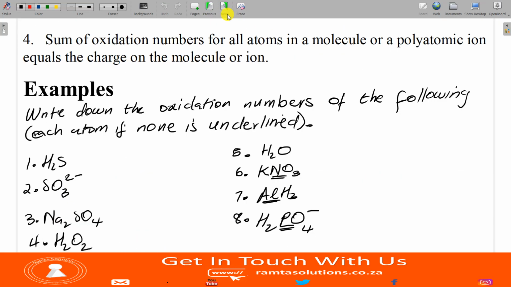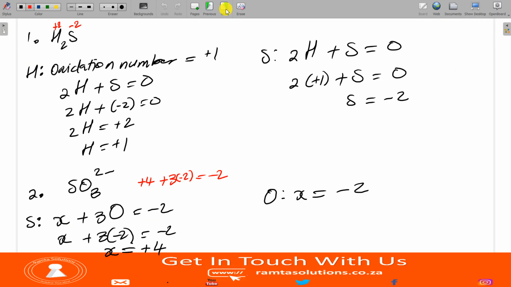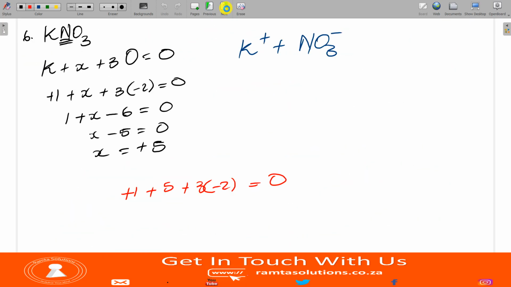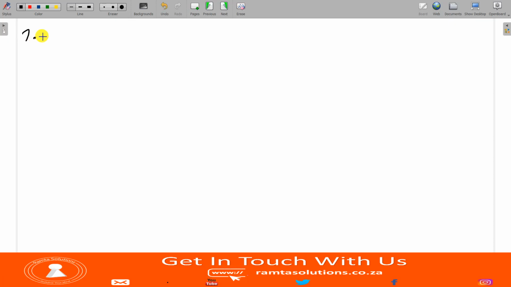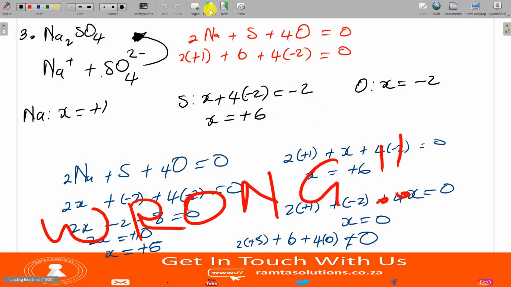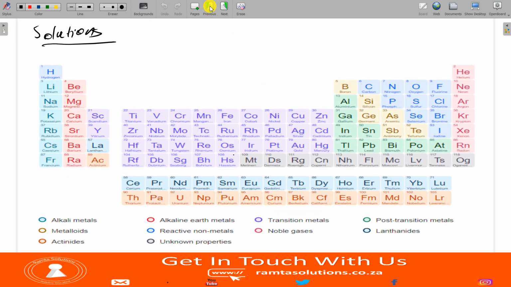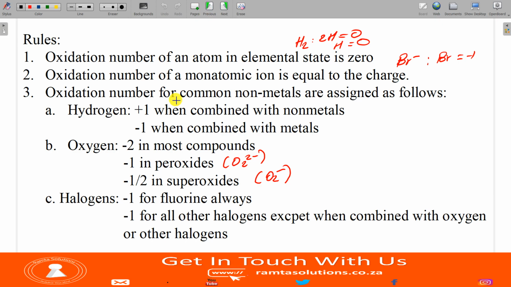Happy? Perfect. Number 7. What was number 7? So number 7 is AlH3, and we are looking for the oxidation number of aluminium. So aluminium plus 3H equals 0, isn't it? Now, let's go check. What did we say about hydrogen? We said when combined with metals, it's -1. When combined with non-metals, it's +1.